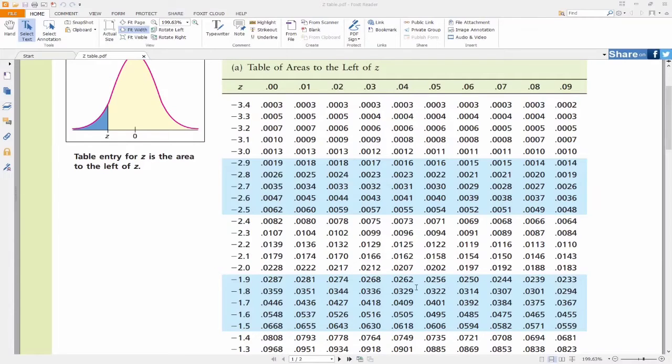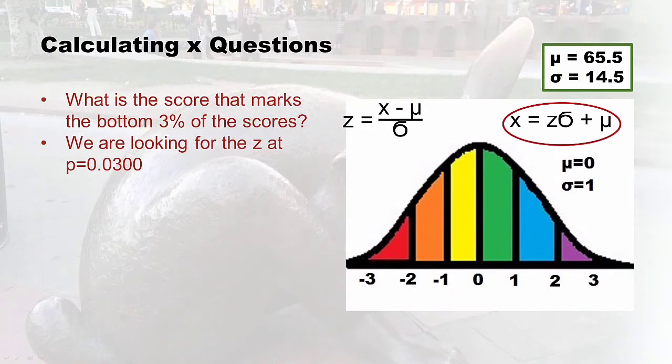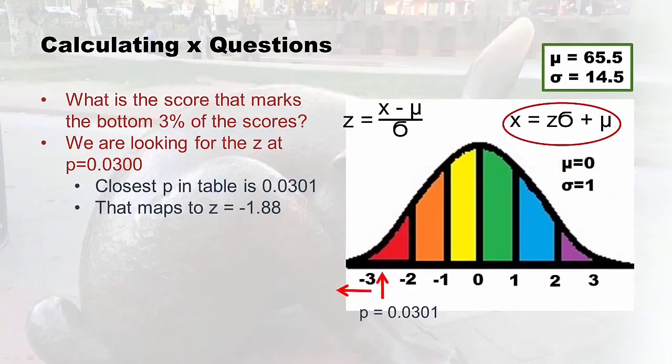So let's look up that z. So that z is negative 1.8, and then we look up 8. So it's negative 1.88. Hold that thought. All right, well, we were on the hunt for p equals 0.0300, and we didn't find that, but we did find p equals 0.0301 in the table, and that mapped back to z equals negative 1.88, right?